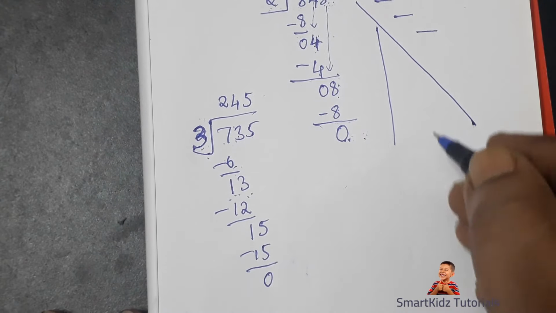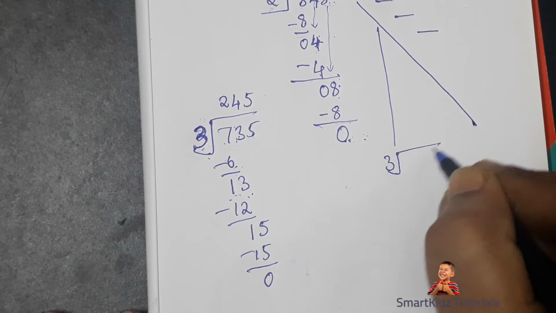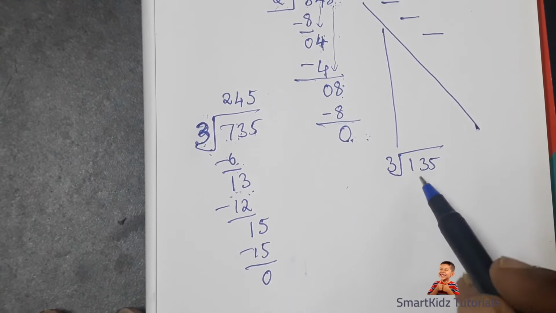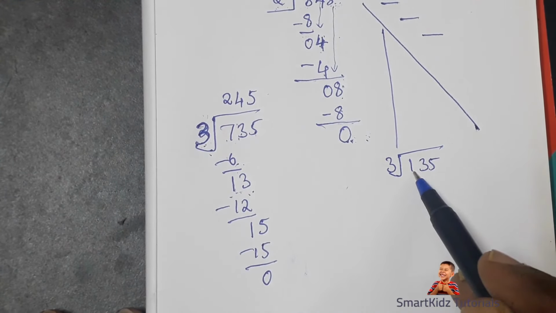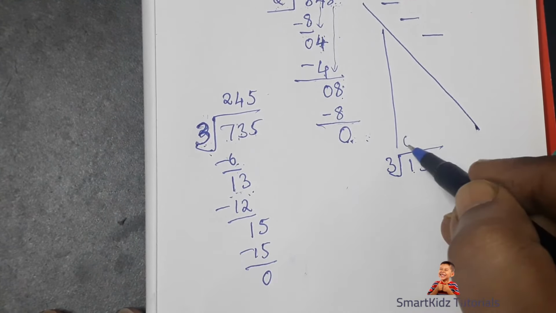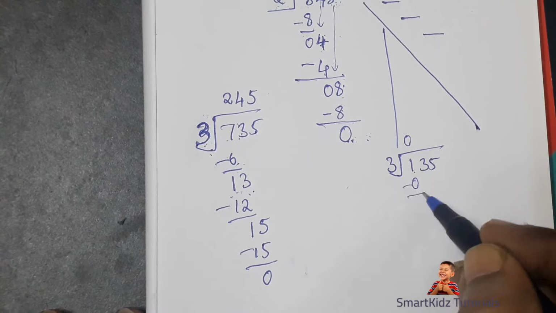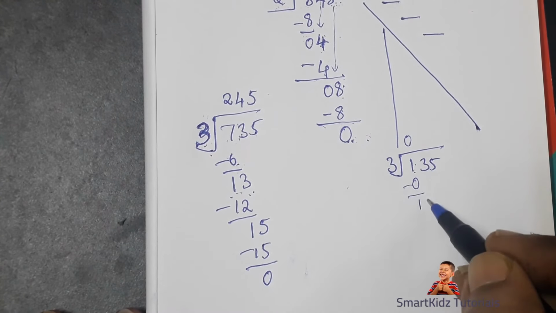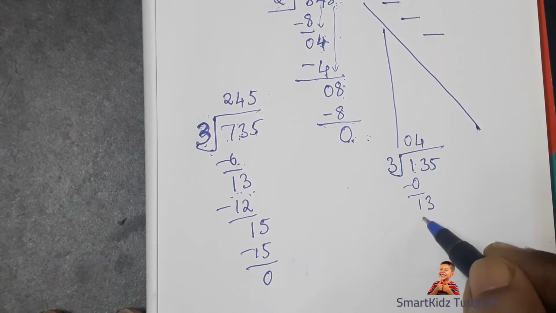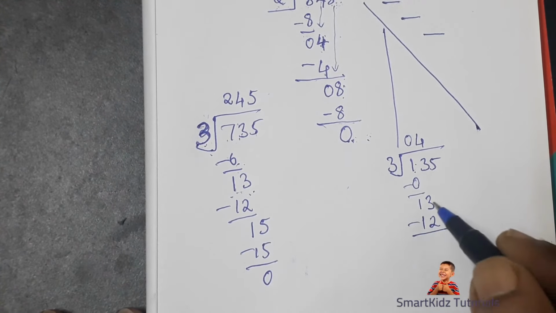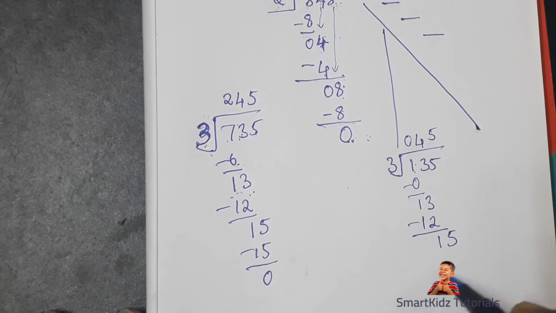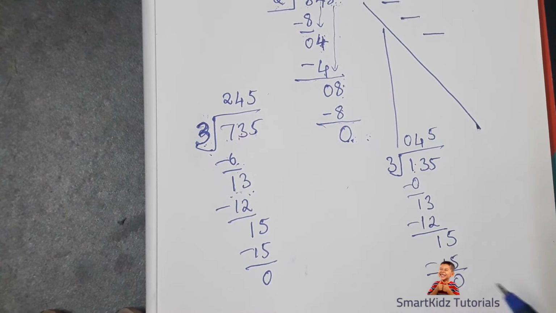Let's take another example. 3 divided by 135. So 3 here, in this case, if you look at the first digit, that is 1, which is less than 3. If you want, you can put a 0 over here and bring that 0 down, and 1 minus 0 will give you 1, and then we bring 3 down, and if we go to divide, we'll get 3 into 4, which is 12, which is the closest to 13. 13 minus 12 will give us 1. Bring that 5 down, 3 into 5 will give us 15, and it will be 0.